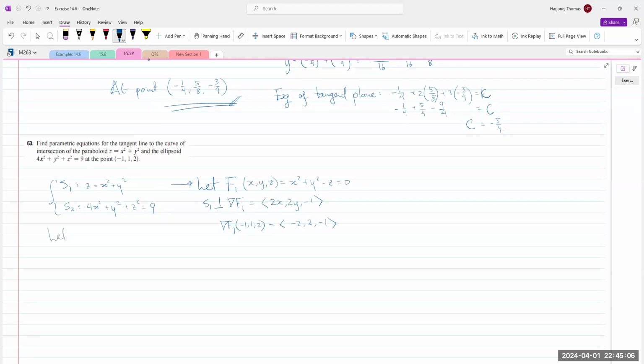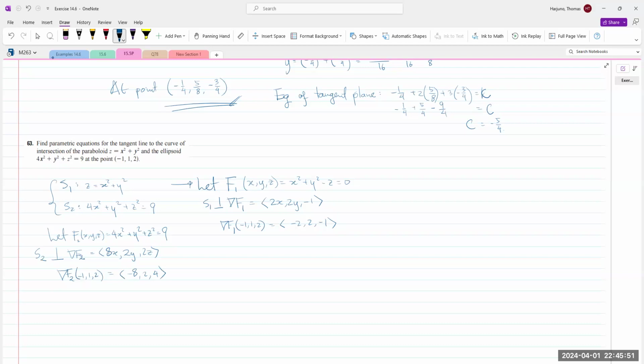Okay, let function f2 of (x, y, z) equal 4x squared plus y squared plus z squared equals 9. Then the gradient of f2 will be 8x, 2y, 2z. And this is normal to S2. In other words, the gradient of f2 at negative 1, 1, 2 is negative 8, 2, 4. Okay.